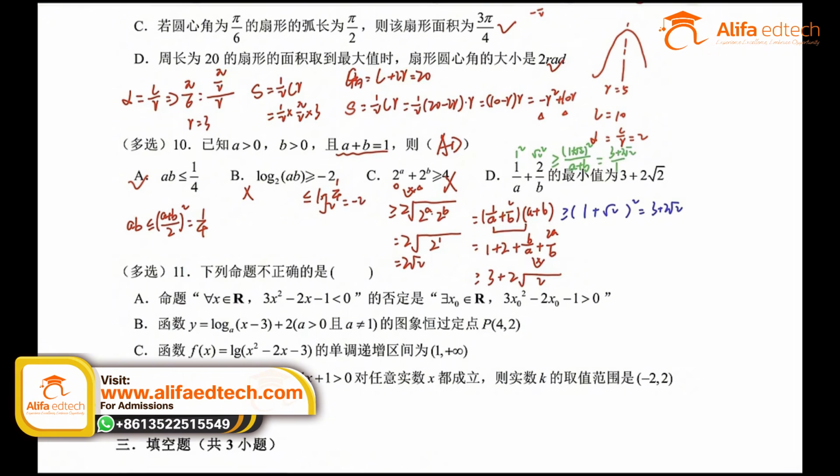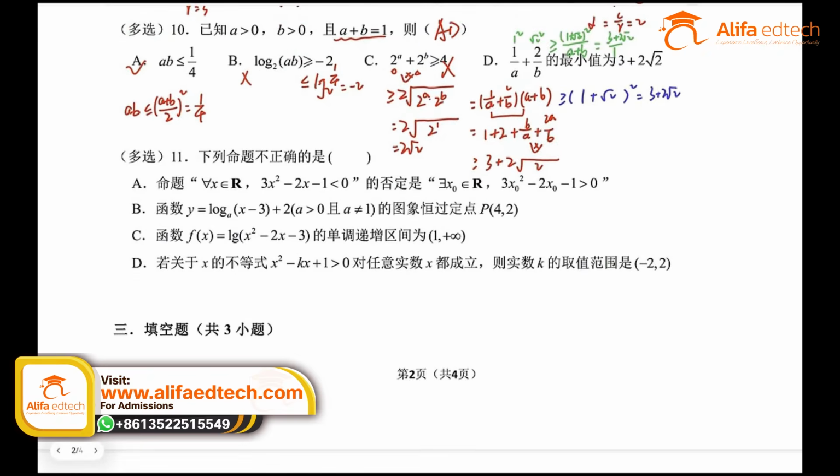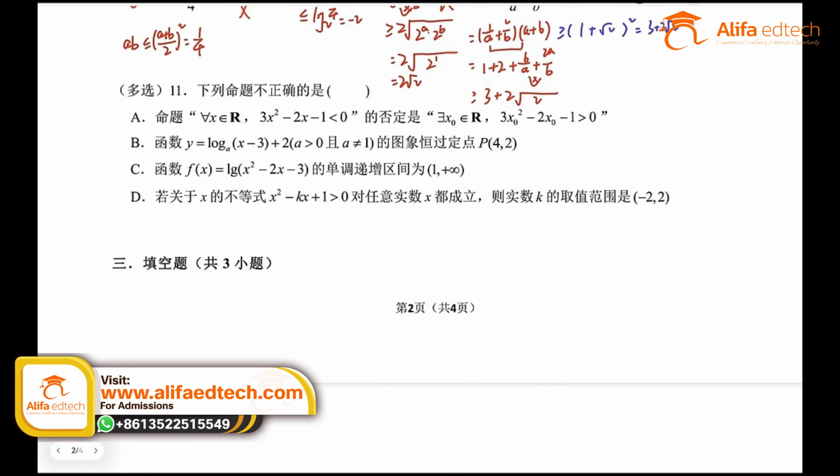All roads lead to Rome, which means I've demonstrated the basic inequality, the Cauchy inequality, and the power mean inequality for everyone. So let's take a look. Okay, the next one is about judging a proposition. Of course, in this process, it's because it tests a lot of things.